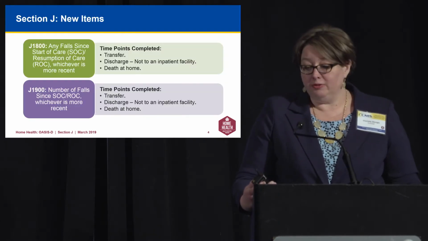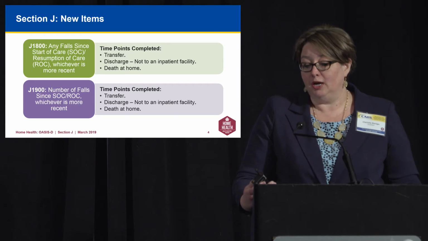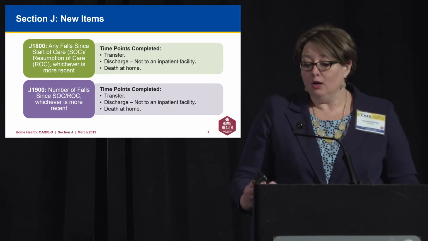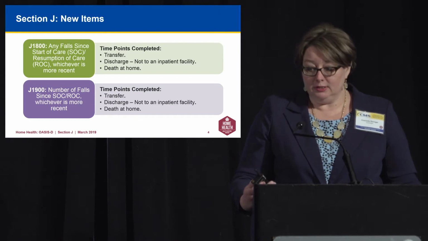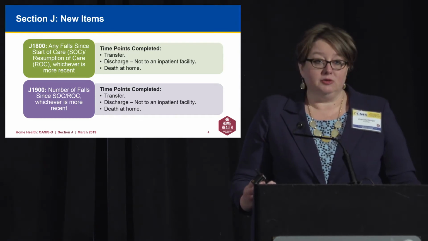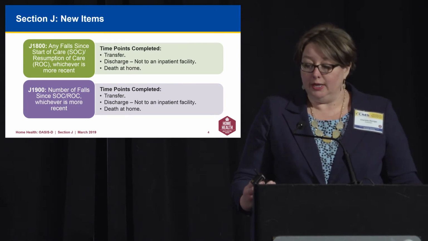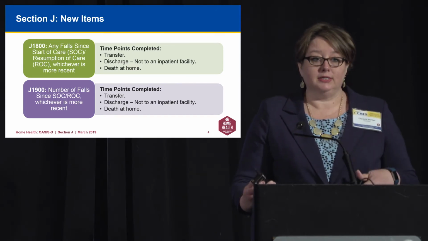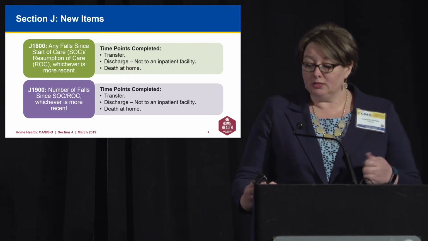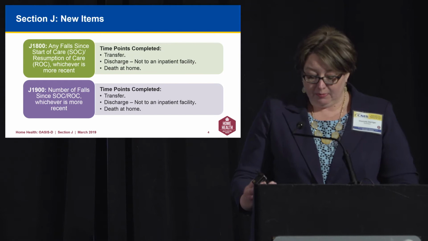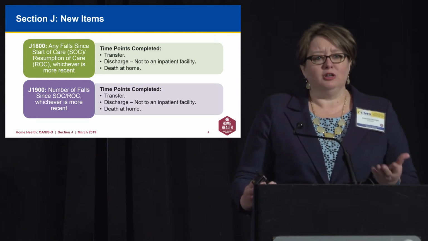And just as a reminder, these are the two new measures for Section J: J1800, any falls since SOC/ROC, whichever is more recent, and then J1900, the number of falls since SOC/ROC, whichever is more recent. And remembering that these are collected at the time points of transfer, discharge, not to inpatient facility, and death at home. And when you look at this, these are actually like look-back measures.